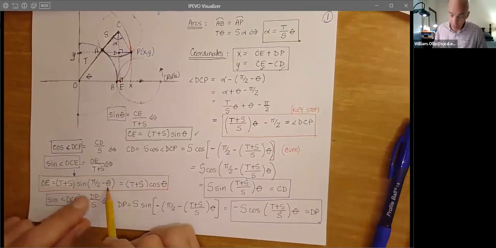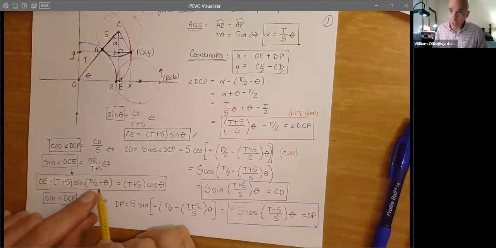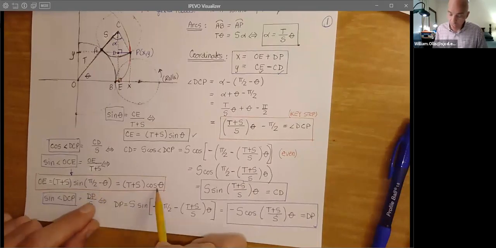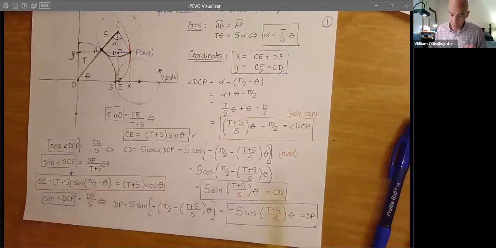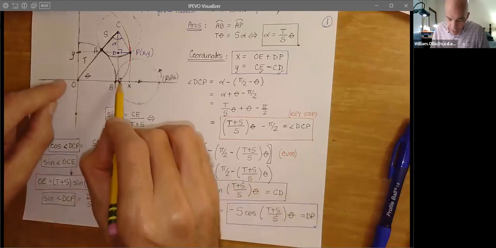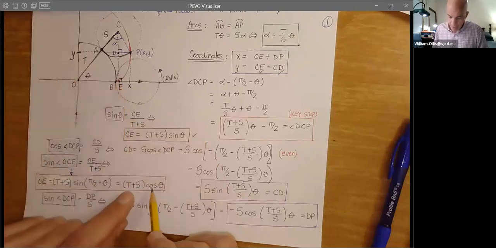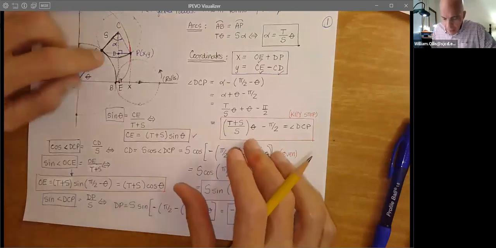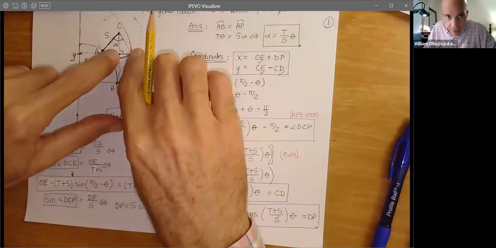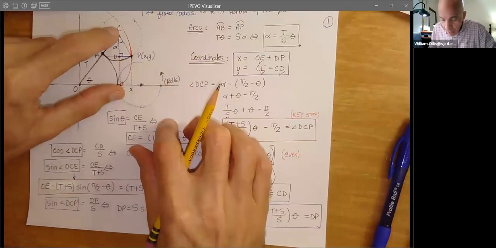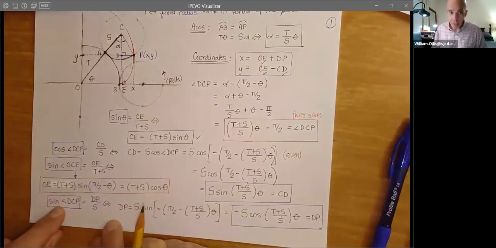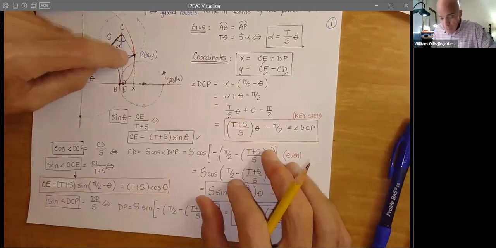Sine of OCE is opposite over hypotenuse. OE over T plus S, cross multiply. OE will be T plus S times sine of pi over 2 minus theta. Well, that's what we used over here. That's the cofunction. So sine of pi over 2 minus theta is just cosine theta, just like what we used here. Same thing, just flipped. So now OE, the distance from here to here, is this. Check.